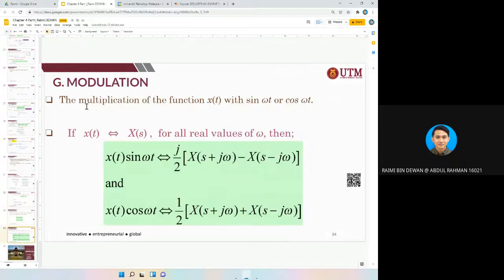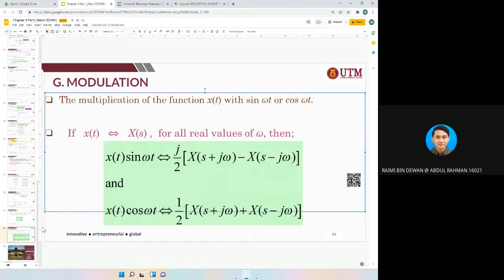The next is modulation, the multiplication of the function x(t) with sin omega t or cos omega t. If x(t) undergoes Laplace transform to obtain X(s), for all real values of omega, then x(t) sin omega t, you see here. The modulation here is the carrier. We introduce a carrier to our signal. This is your information signal, this is the carrier times sin omega t. Then you have this form. Likewise, if it's cos, you will have this. So this one you can refer to the table.